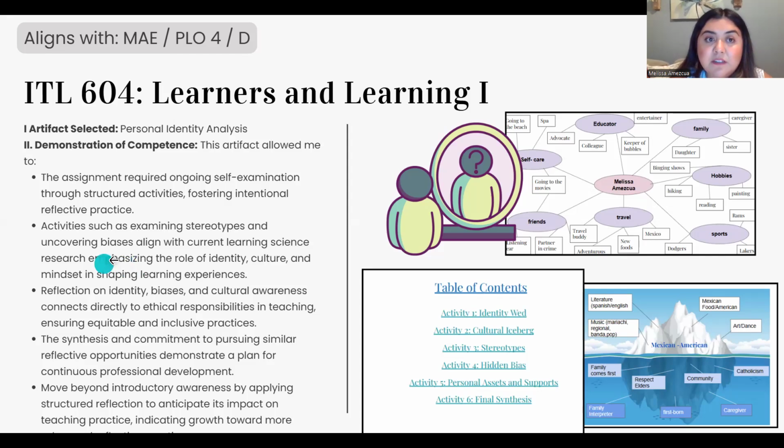So this assignment shows that I met PLO 4 at a developing level because I was able to do ongoing self-examination through structured activities, fostering intentional reflection practices. So again, some of these activities were research-based with the cultural iceberg, the identity web. For the hidden biases, I had to take a series of surveys that were very fast moving and I had to choose between images. So it was like a research opportunity. I was able to take everything and then really consider what the experience was telling me and how it might be impacting me now as an adult and furthermore as an educator.